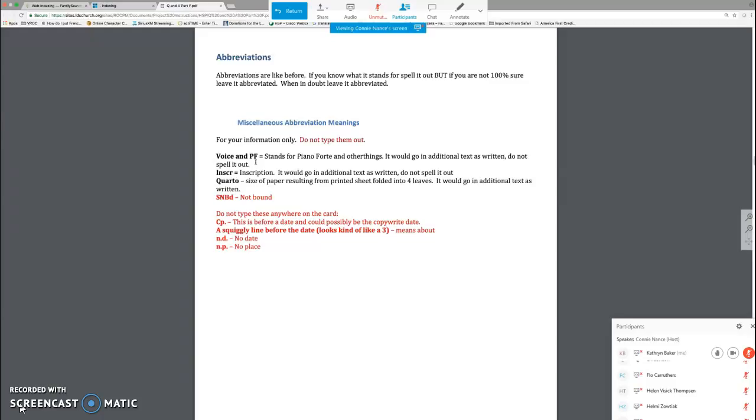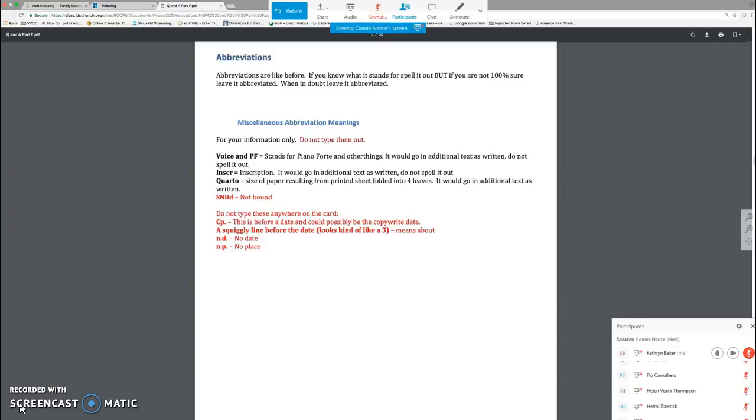INSCR is inscription, and it will say INSCR, and then it will have what the inscription was. Quarto is the size of paper. SNDD, and this was hard to figure out what that last letter was. I finally had it really clear on a card one day. It means that it's not bound.